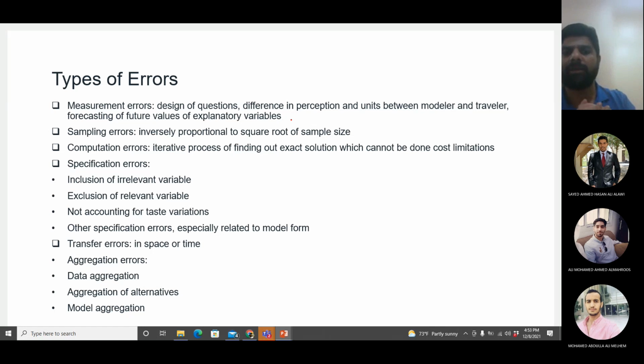Then we can have computation errors. Computation errors is to find out what type of equation can be used to model the parameter, but it is an iterative process. Nobody knows what type of equation to be used. Should I use a linear equation, a polynomial equation, or a logarithmic equation? Nobody knows until you do it yourself. So it's a trial and error procedure.